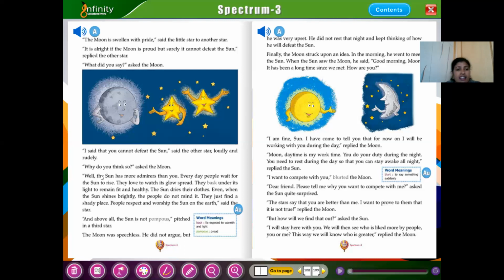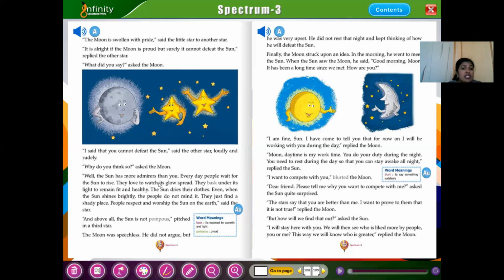When the moon asked why the star thinks it cannot defeat the sun, the star started to explain. "Well, the sun has more admirers than you. On the earth, the sun gets more respect than you. Every day people are waiting for the sun to rise." Yes, children, we also wait every day for the sun to rise, because all our work starts from the rise of the sun. The star said that people admire the sun more than you because every day they wait for the sunrise. They love to watch its glow spread. The people love the sunlight to spread over the earth.